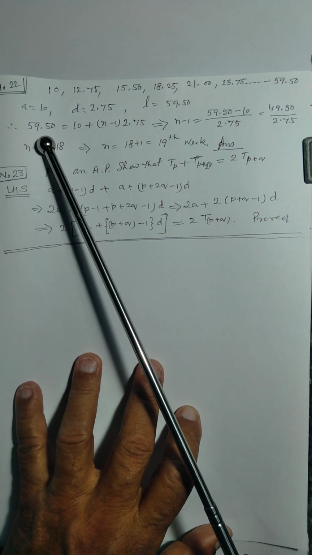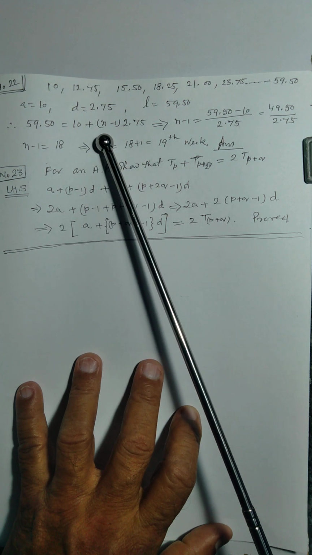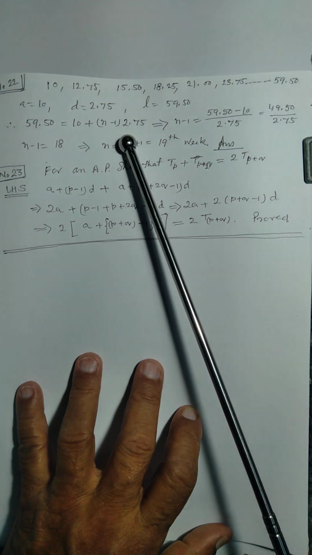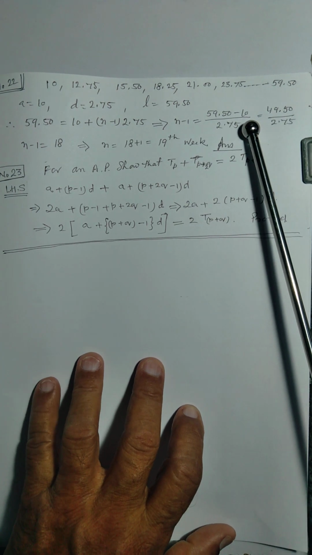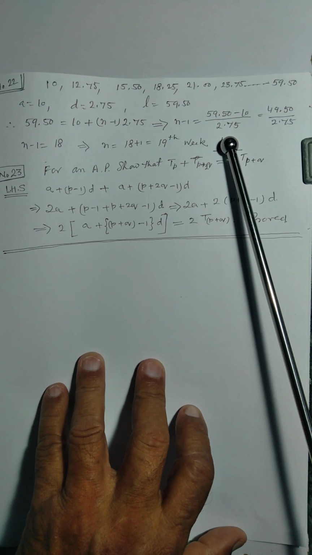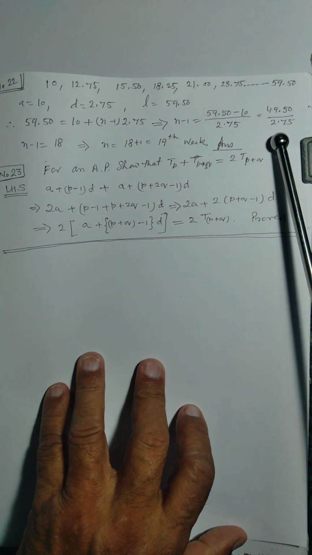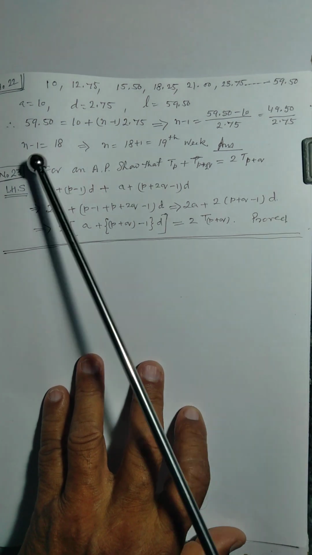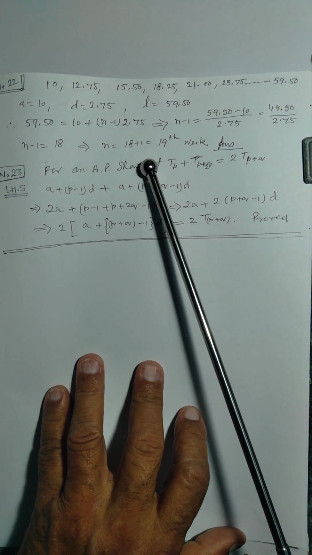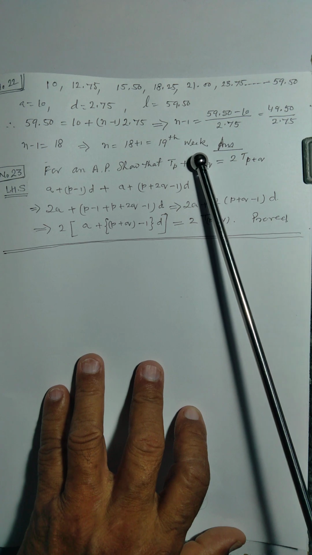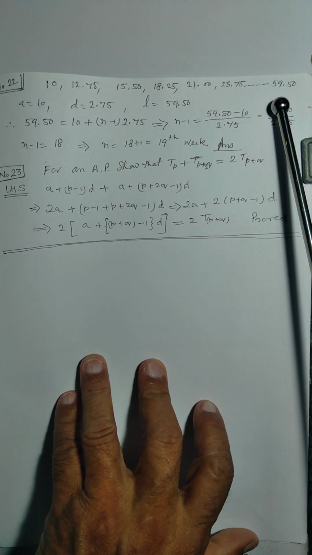So the last term 59.50 is equal to 10 plus n minus 1 into 2.75. That is, n minus 1 is equal to 59.50 minus 10 upon 2.75. Solve it, you will get 49.50 upon 2.75. So n minus 1 is equal to 18. Therefore, n is equal to 18 plus 1, that is the 19th week. So in the 19th week, he will start saving 59.50.